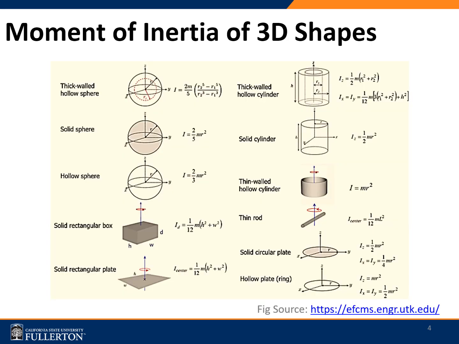Here we can see some of the 3D shapes which are commonly used and their associated moment of inertia. In the case of a solid sphere, moment of inertia I would be 2/5 mr square. If you consider a solid cylinder, moment of inertia about the z-axis would be half mr square. And you can see the rest of the moments of inertia of common 3D shapes here.